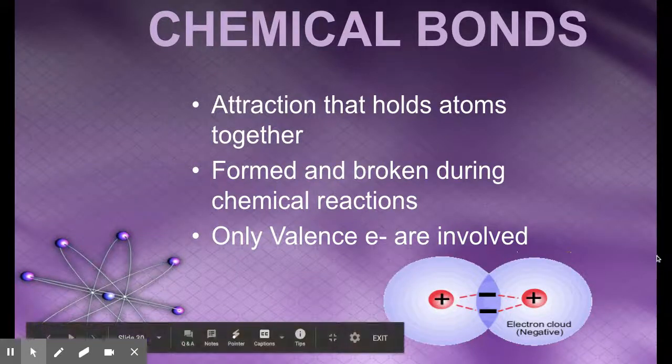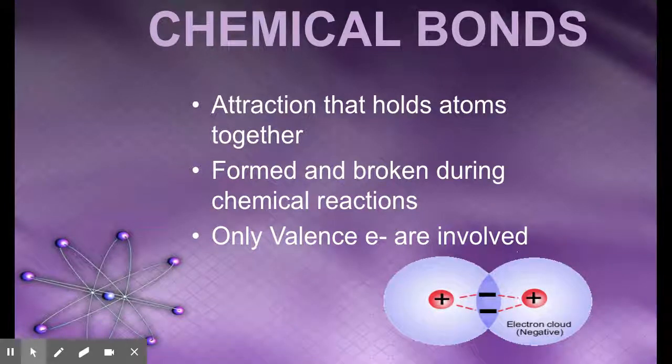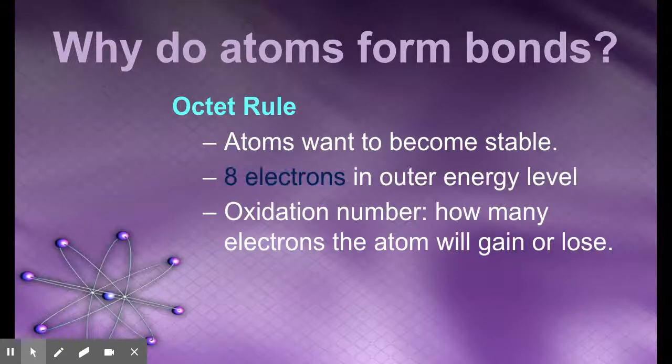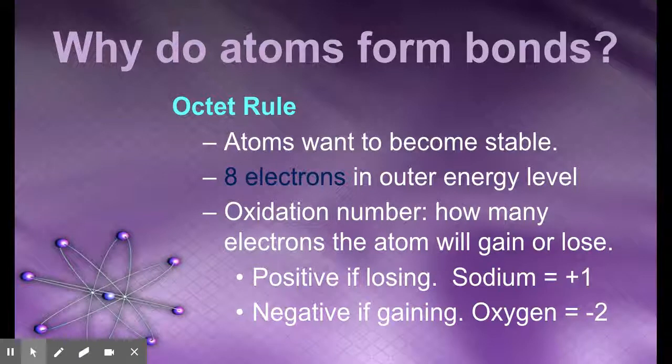So if we're looking at this diagram down here, we have 2 atoms, and we know that overall the electron cloud will have a negative charge, and your nuclei would have more positive charge because of the protons and neutrons. So only the electrons are going to be involved in bonding. They want to bond because of the octet rule.